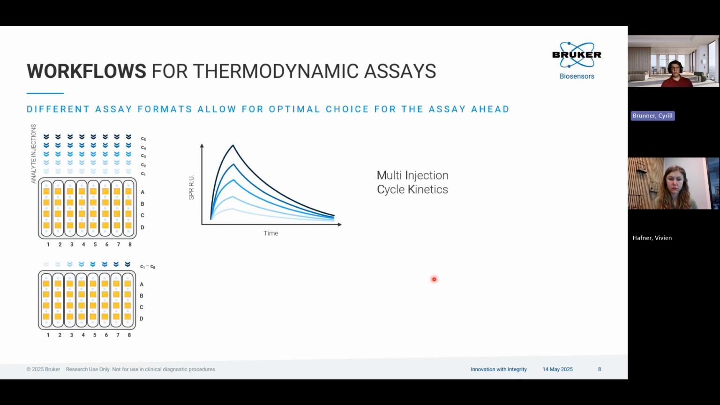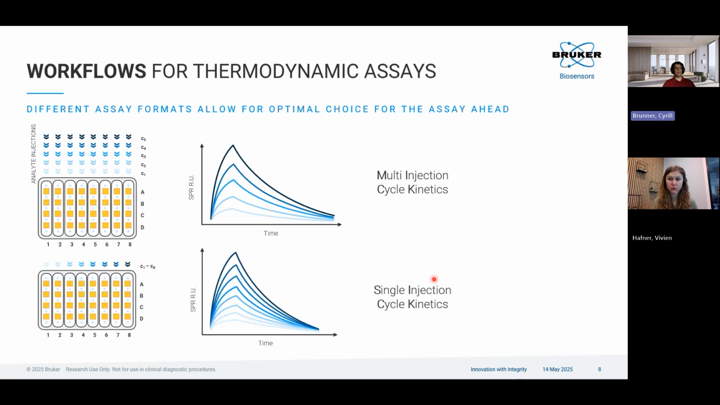You can obviously also do that simultaneously. So you inject of one compound simultaneously 8 concentrations. We call that either the multi-injection cycle kinetics, which is the top example here, or the single injection cycle kinetics, which is the bottom version. This is what you standardly do, set temperature 25 degrees.